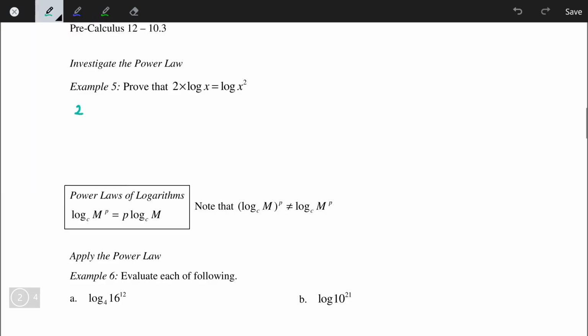So 2 log x is equal to, of course, log x plus log x. And using the product law from the previous page, we know that this is also log of x times x, which gives us log x squared. And the generalization of this leads to the power law of logarithms. Sorry, there's a single law here.